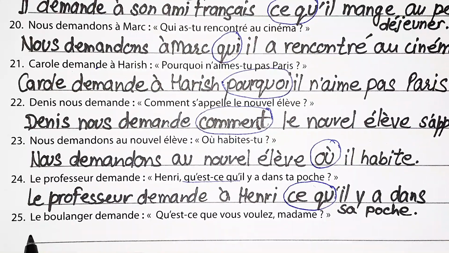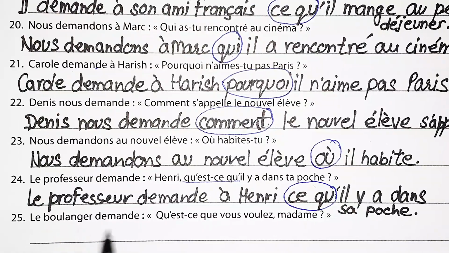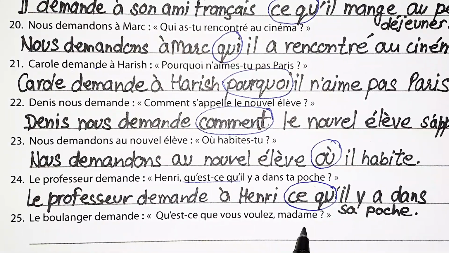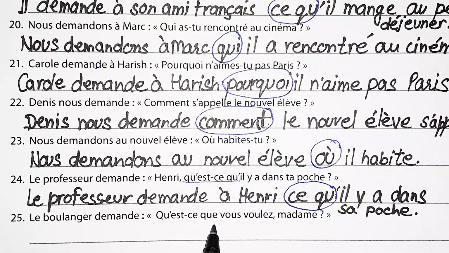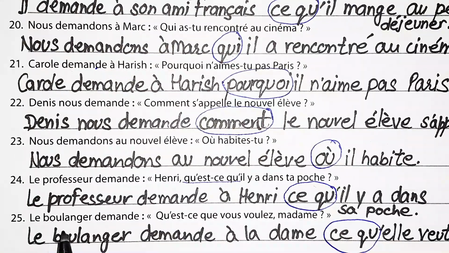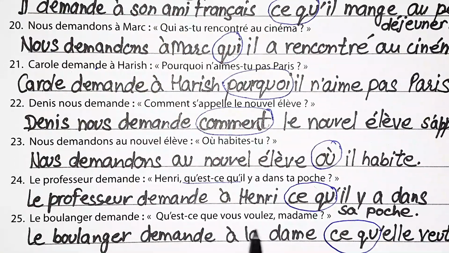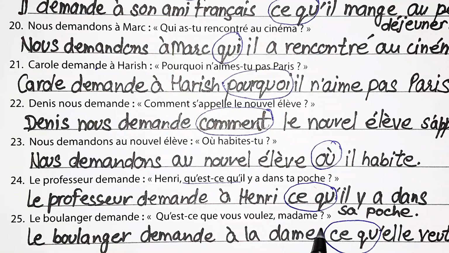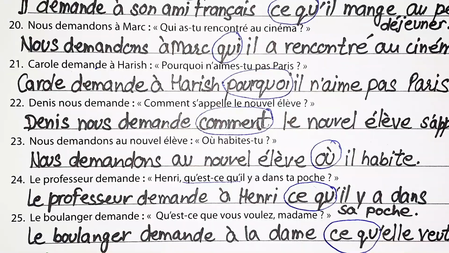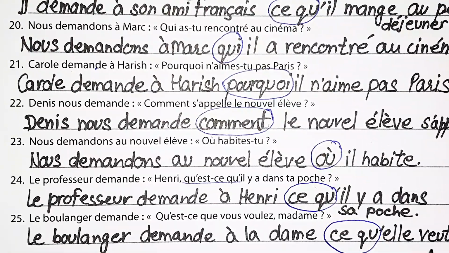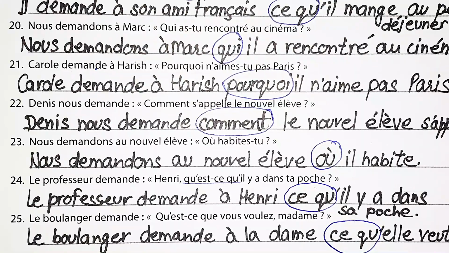Now the next sentence is le boulanger demande qu'est-ce que vous voulez madame? Now again it's a question statement starting with qu'est-ce que, so we'll use ce que to join these two sentences. Le boulanger demande qu'est-ce que vous voulez madame? The baker is asking, what do you want madam? Now after changing it, it is like le boulanger demande à la dame ce qu'elle veut. That means the baker is asking the lady what she wants.